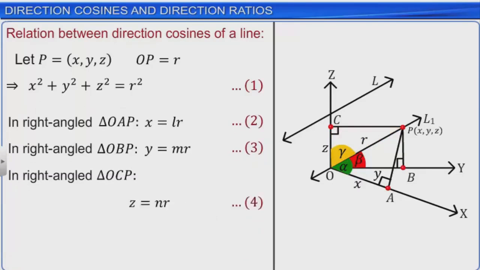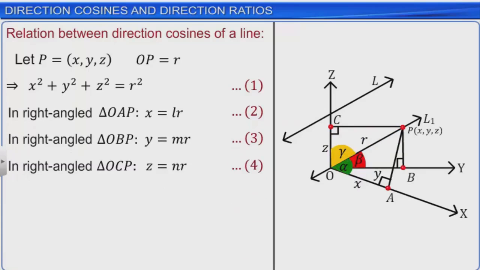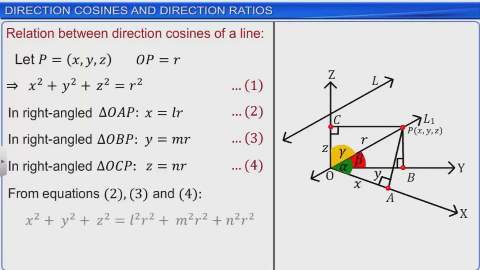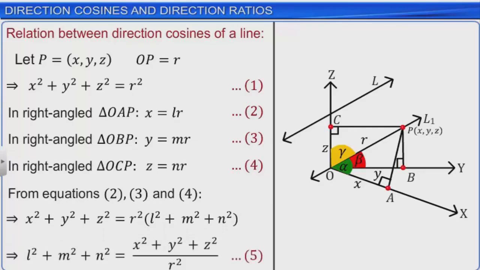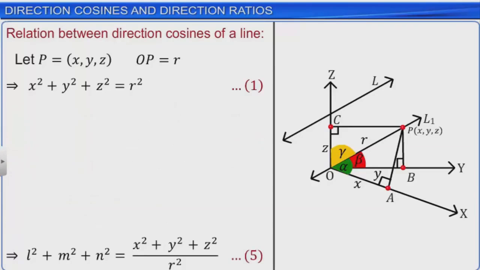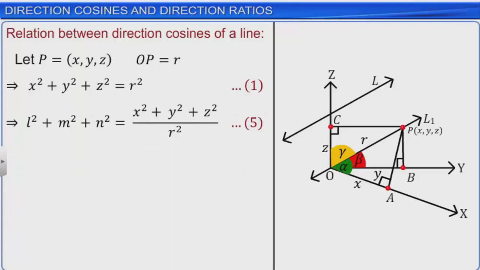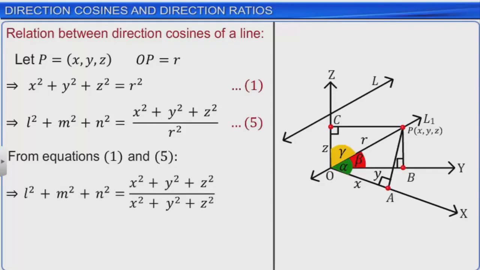Adding the squares of x, y, and z from equations 2, 3, and 4, and simplifying, we get equation 5. Substituting the value of r from equation 1 in equation 5, we find that the sum of the squares of the direction cosines of the given line L is 1.